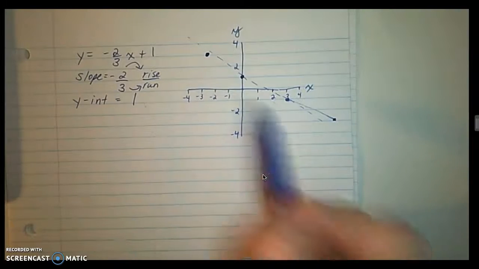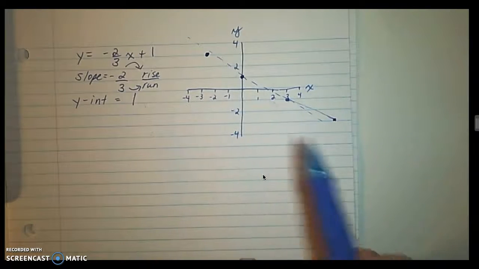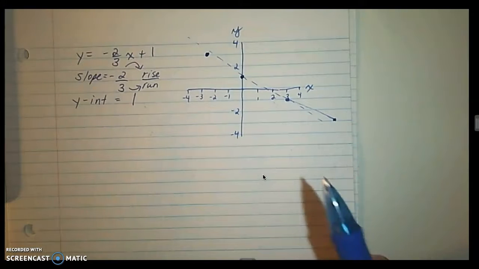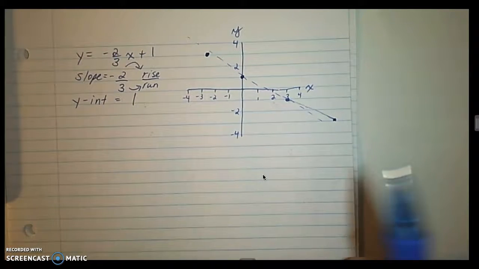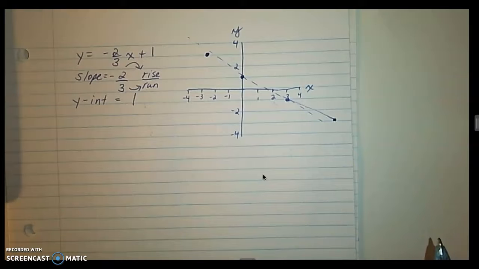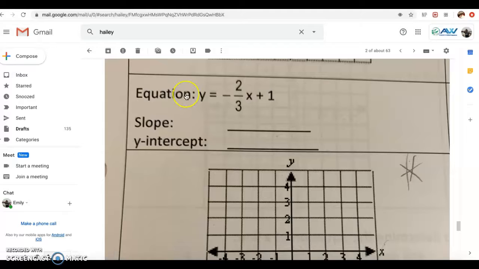Okay. Now, because my graph is all hand-drawn, these points aren't lining up beautifully. If you're using a proper grid, like the one on your own handout, the points should line up a little more nicely. And then you can just connect them all with a straight edge or a ruler. Okay, so that's how you would do that question. Let's see what else we got here.